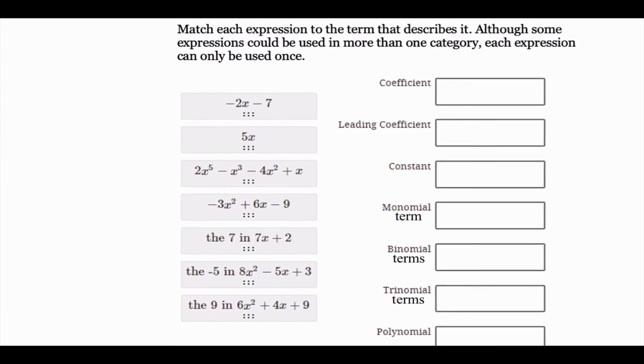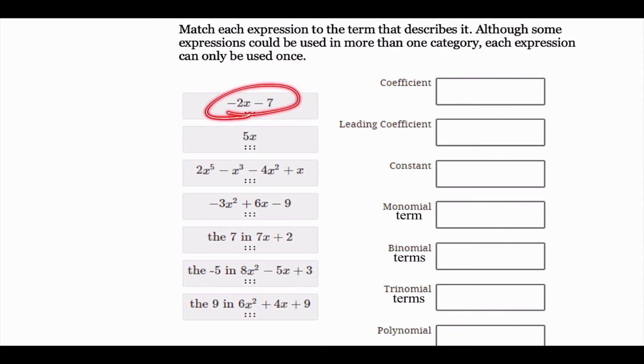Okay. So let's start with this guy right here. Negative 2x minus 7. Is that a coefficient? It has a coefficient, but it's not, right? Which one is it? Say your name. It is a binomial. Yeah, it's got two terms. So we're going to write it over here. Negative 2x minus 7, and then I'm going to cross it out.